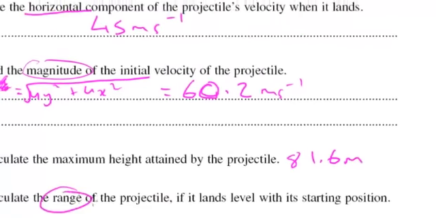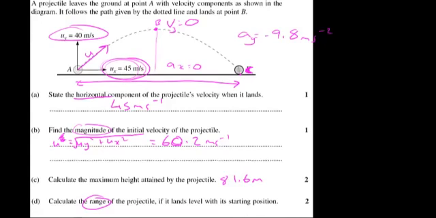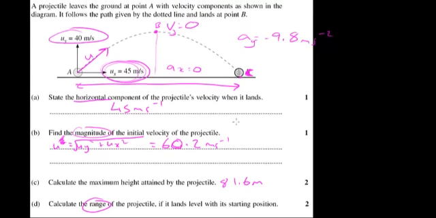Calculate the range. Now, range is the horizontal distance here. To find the range, all we have to do is multiply the initial horizontal velocity with time. So we need to actually find the time of flight, if it lands level with the starting position. If we find the time of flight, we just have to multiply the initial velocity in the horizontal direction with the time.